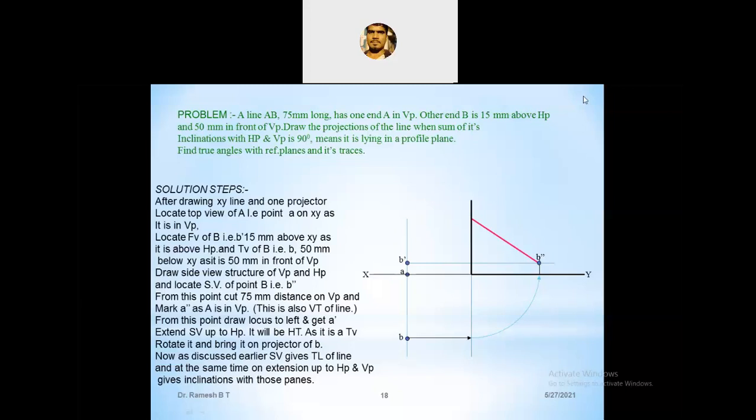So here they have given the profile, profile means side view. Its combined inclination with HP and VP is 90 degrees, which means it is a side view. They have given the side view, the profile plane.